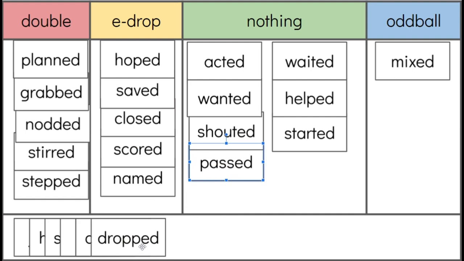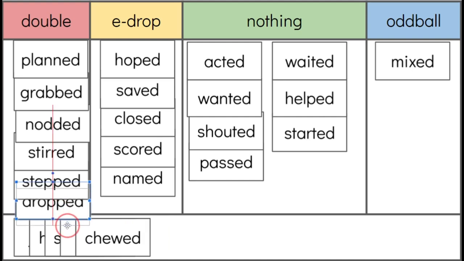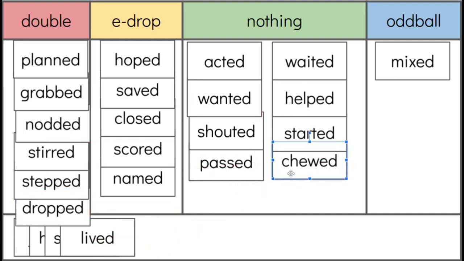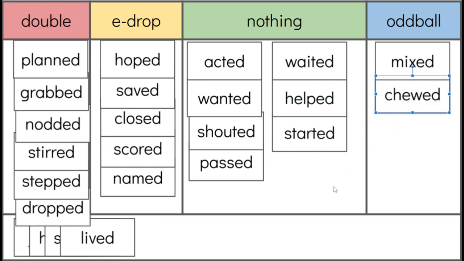Dropped, coming from the root word drop, D-R-O-P. Last three letters there follow consonant, vowel, consonant, which means we double the final consonant to add our ED ending. Next, we have chewed, and we talked about this one briefly in that the EW, even though it looks like it follows that consonant, vowel, consonant pattern, because it is a vowel sound, the EW together, there's actually nothing we do to this one. So you can put it in the nothing pile here, or if you choose, because it doesn't follow the rules, you can put that into the oddball pile there as well.